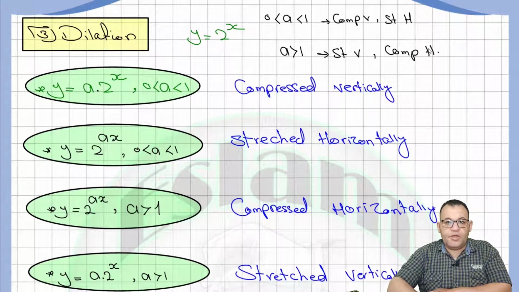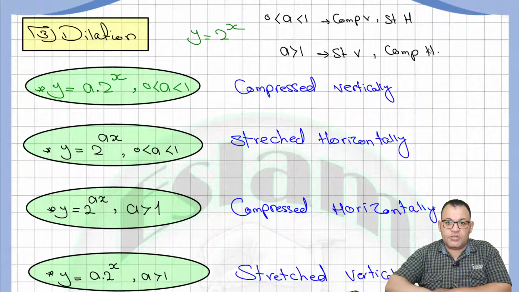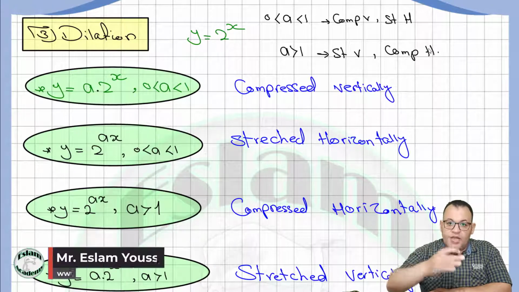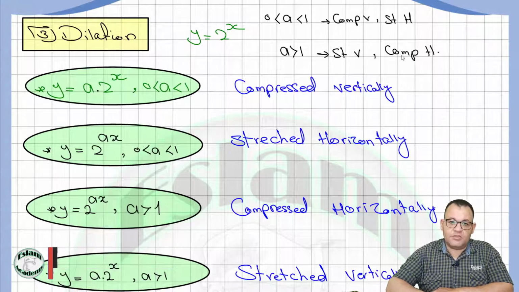That is the main point. When you multiply by a fraction, the graph will be compressed vertically and stretched horizontally. The graph will become shorter and wider. But when you multiply by a number greater than 1, the graph will be stretched vertically and compressed horizontally.